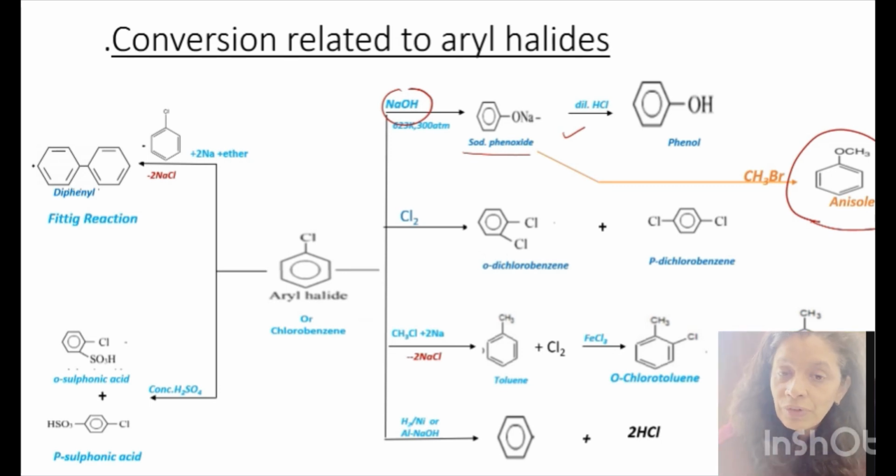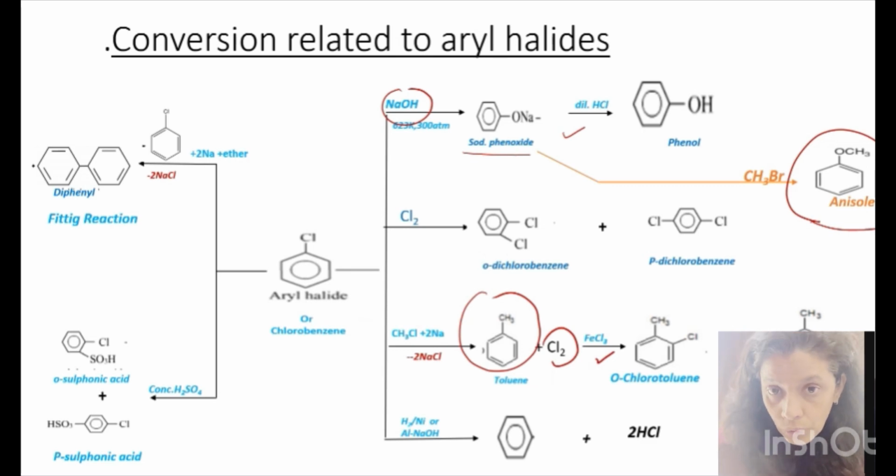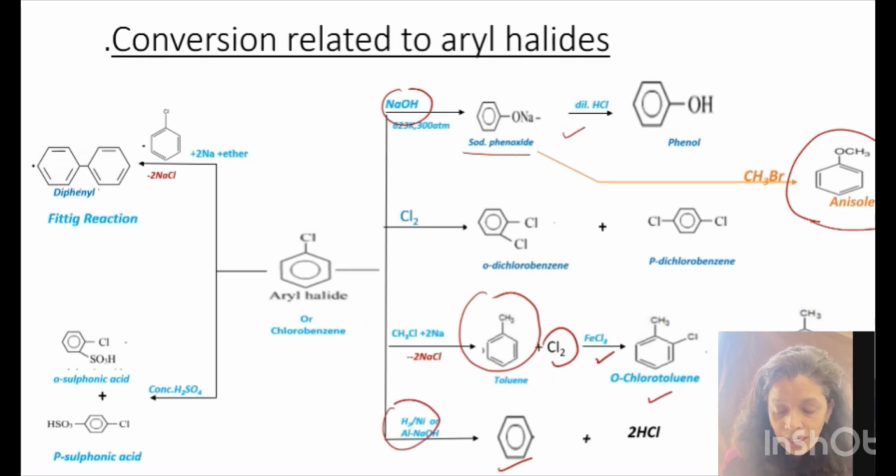Next is the conversion when we are taking aryl halide with chloromethane in the presence of sodium, it will give rise to toluene. This is also repeated many times. Toluene, when further treated with chlorine in the presence of any Lewis acid, it can be FeCl3, it can be AlCl3, will get converted to orthochlorotoluene and parachlorotoluene. And how to convert aryl halide to benzene? We just treat it with hydrogen, that is hydrogenation in the presence of nickel. Further, aryl halide, when treated with sodium in the presence of ether, will get converted into diphenyl.